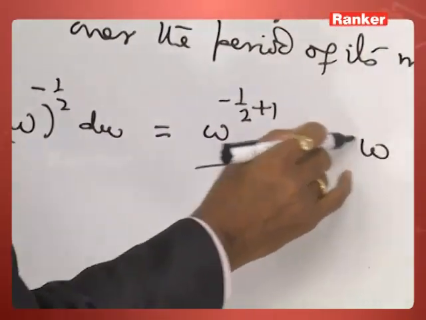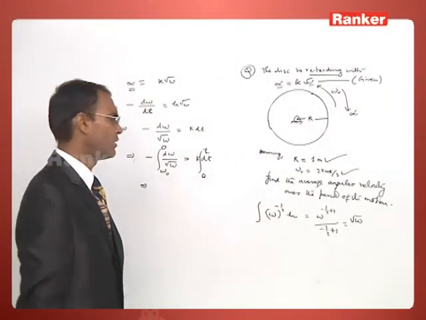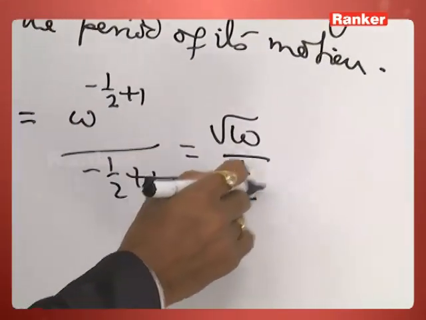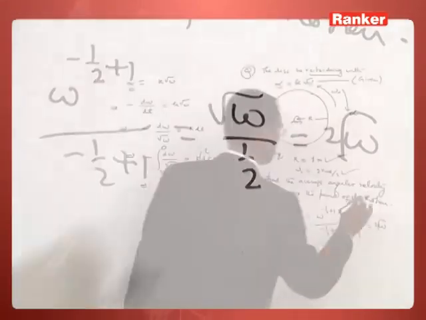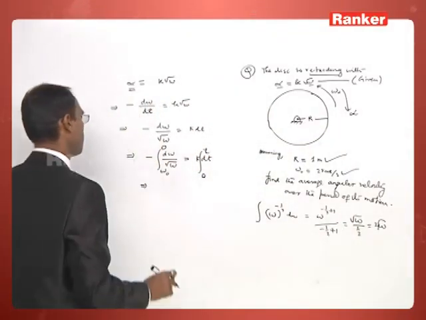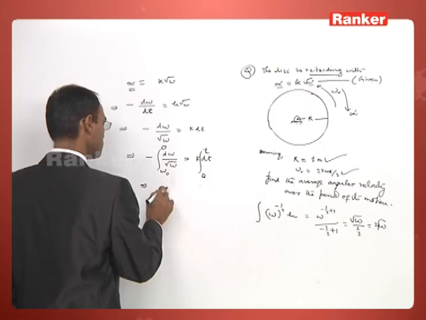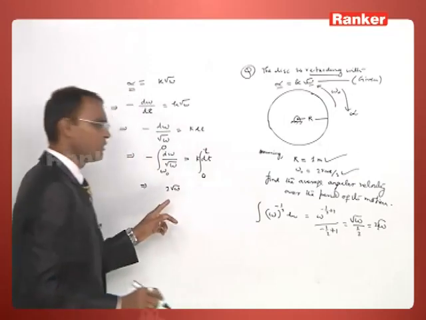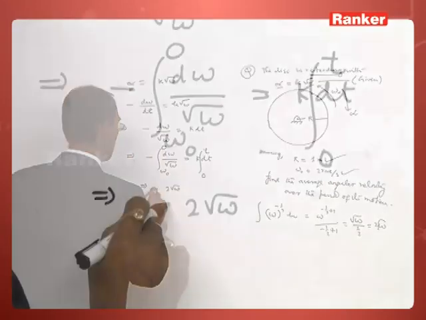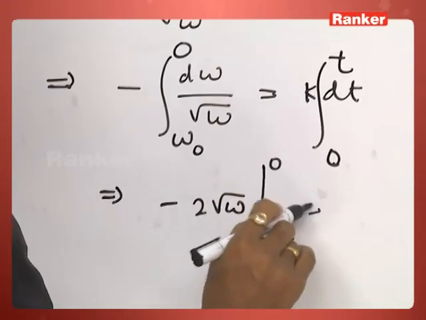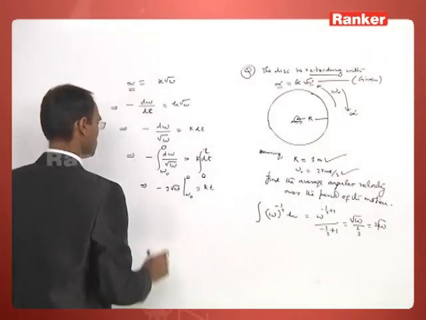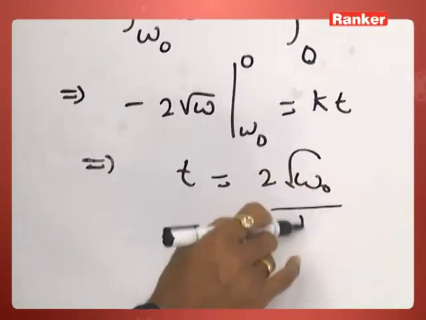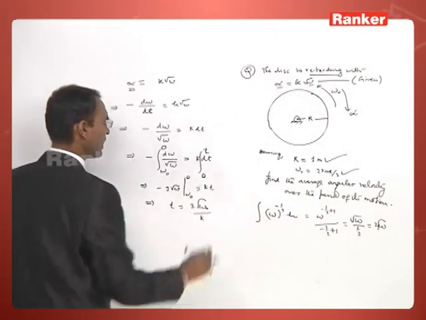That's equal to square root of omega by 1 by 2, which is 2 into square root of omega. So after evaluating this integral, this will be 2 into the square root of omega, minus omega naught to 0, equal to k into t. This gives us t is equal to 2 square root of omega naught upon k. This is the total time.